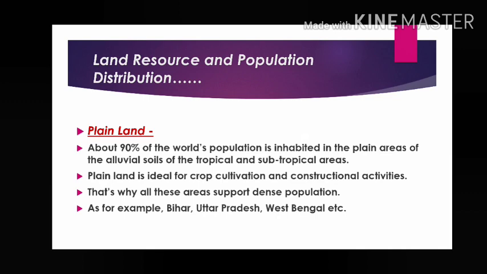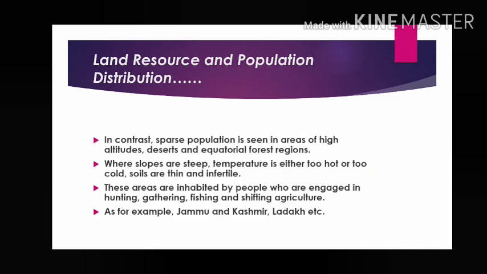Already example given. Again, who are they? Bihar, Uttar Pradesh, West Bengal. Uttar Pradesh has the largest population in India. That is the reason, because Uttar Pradesh is coming under plain land, and also it has alluvial soil. So it supports the crop cultivation, and it supports also different type of constructional activities. So that is the first thing. Now come to the second.